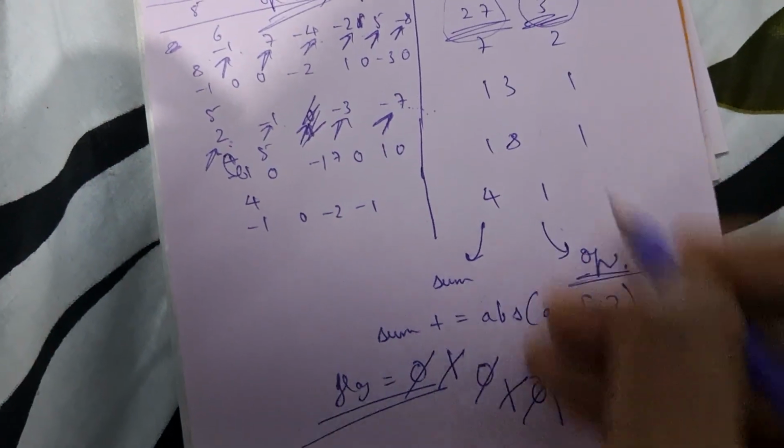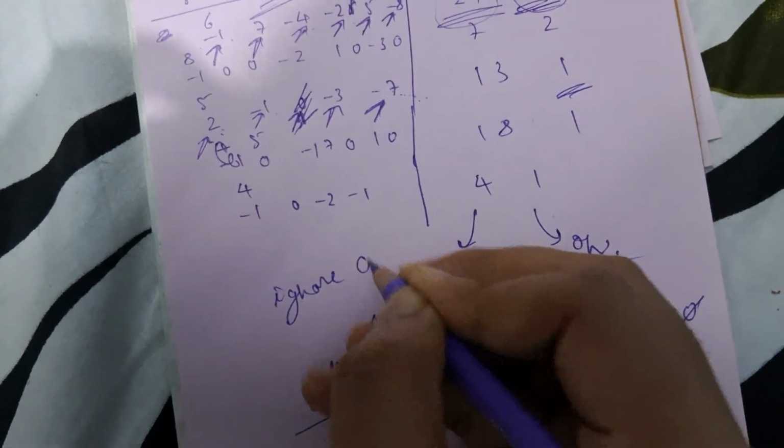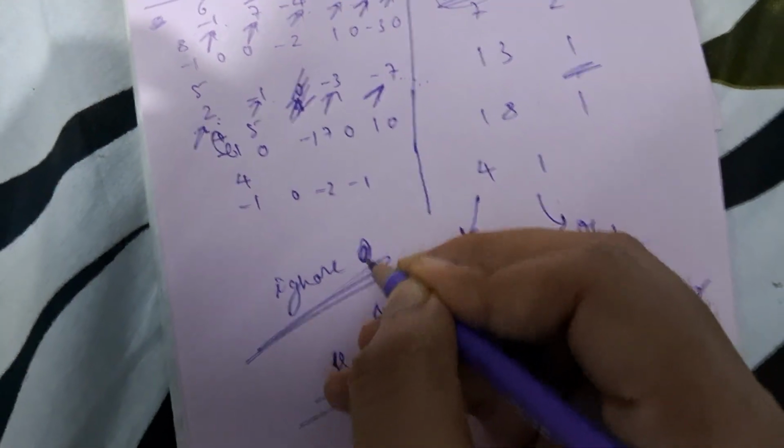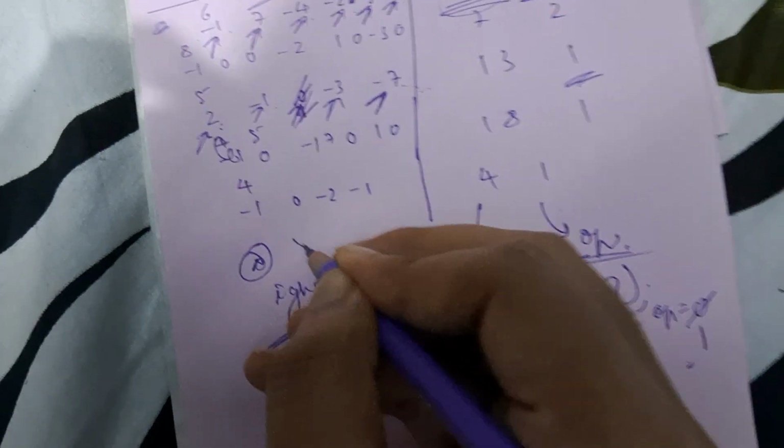So how many operations are there? 1. Remember one thing, very important note: ignore 0. Let me write it. Ignore zeros. This is the most important thing.